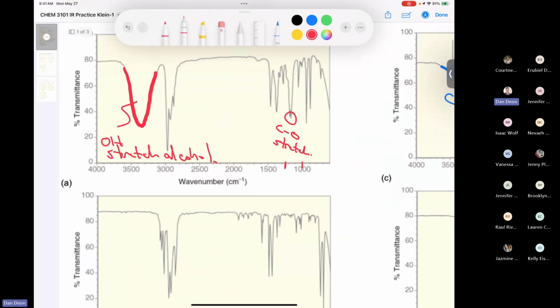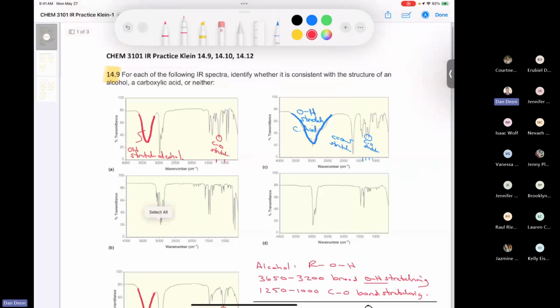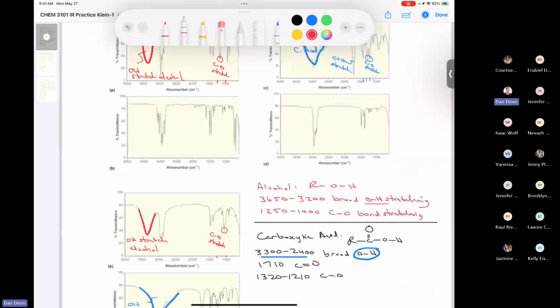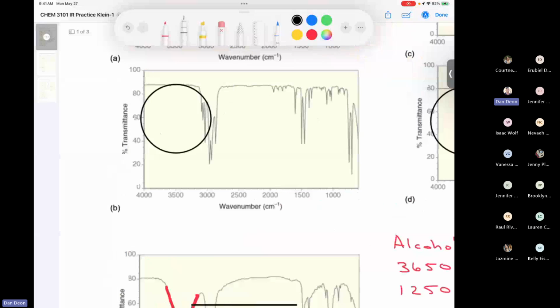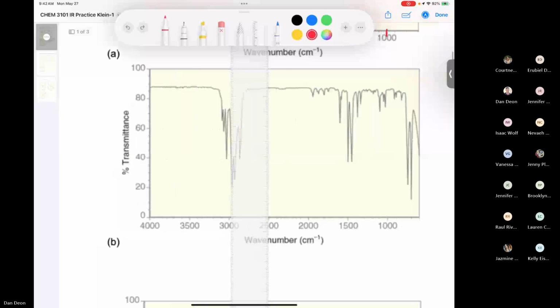Okay, and then you see that there's one in B and D, and neither of those are alcohols or carboxylic acids. How do we know that? There's no oxygen hydrogen stretching here, and there's no oxygen hydrogen stretching here. The only thing that I can tell you about B, I'm not so sure about D, but looking at B, I can tell you that it's some kind of aromatic compound. And the reason that I can tell that is twofold. Well, maybe more than that even. If we draw a line at 3,000, let's try this.